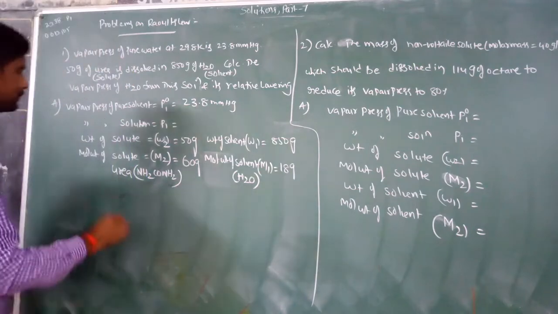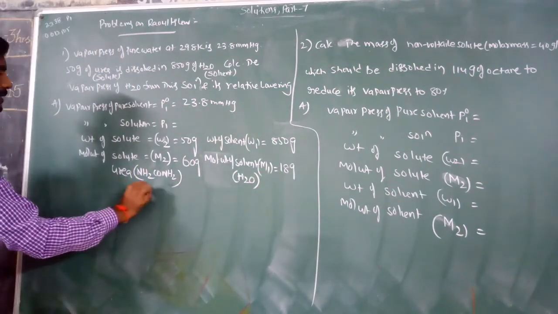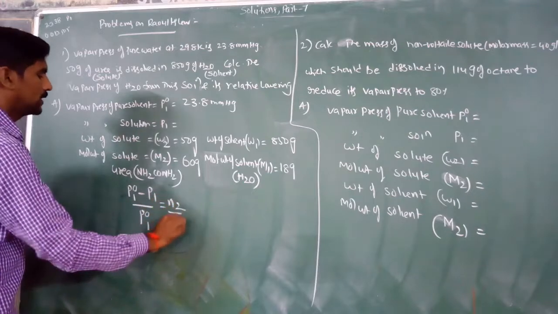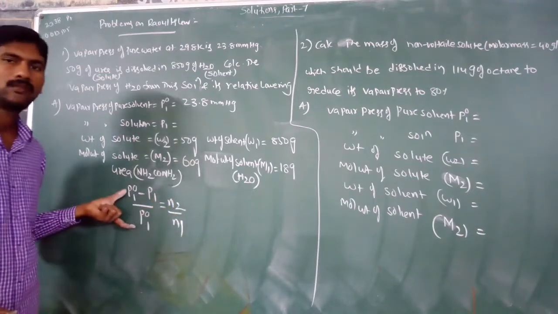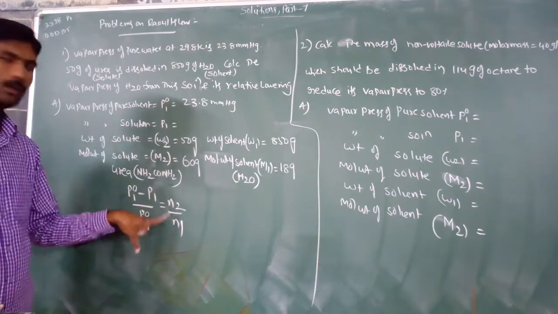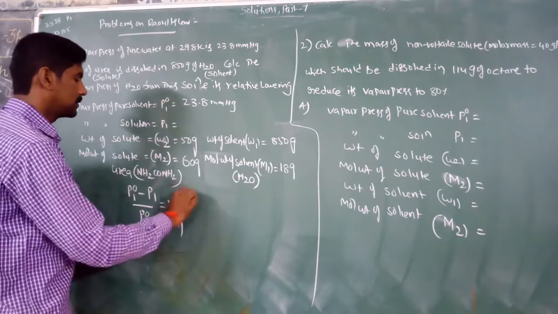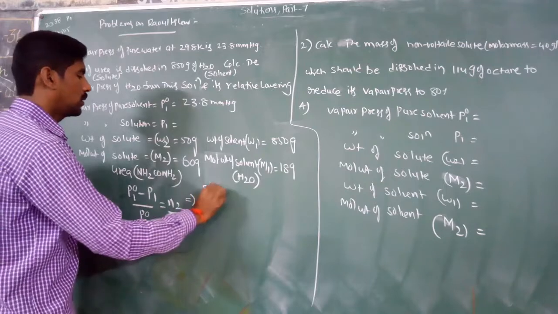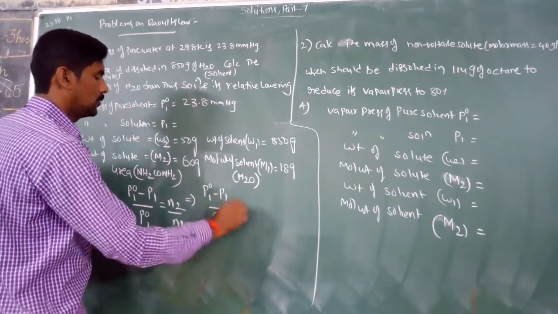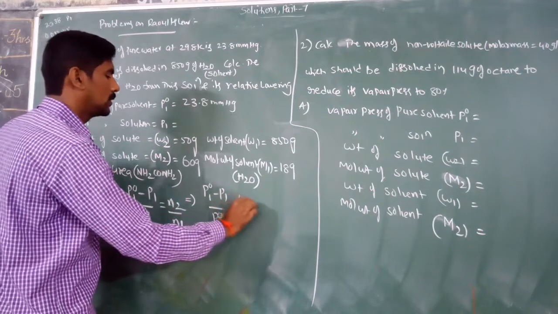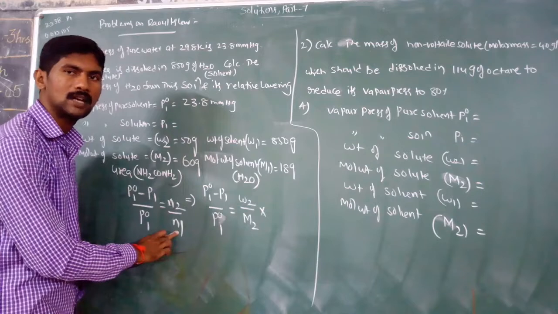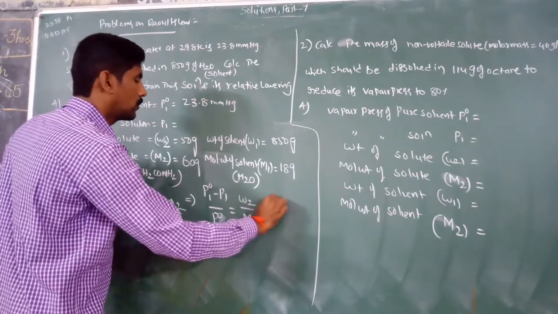What is Raoult's law? (P1 naught minus P1) by P1 naught is equal to n2 by n1. This is Raoult's law for a non-volatile solute. That implies (P1 naught minus P1) by P1 naught is equal to n2, the number of moles of solute, W2 by M2, by n1, the number of moles of solvent, W1 by M1.